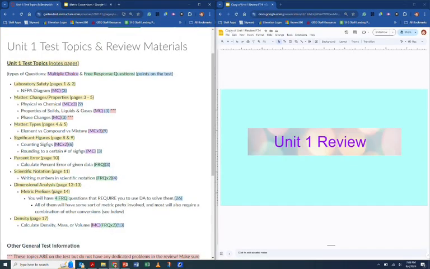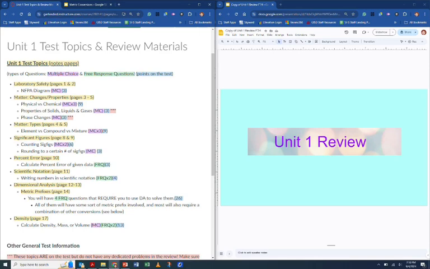So this left side, I have the Unit 1 test topics and review information. For this, I went through the entire test and I made a note of what exact pages and specific topics I had questions on, and told you even if it was going to be in the multiple choice or the free response. That blue number is the number of points on the test. So that's just one multiple choice question there. We have 3 multiple choice questions on physical versus chemical changes there. So that can help give you a guide as to where to spend some of your time studying.